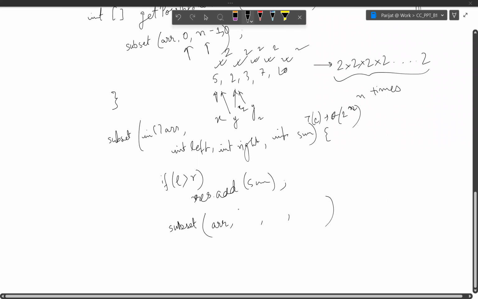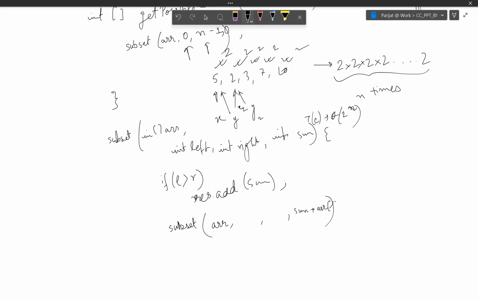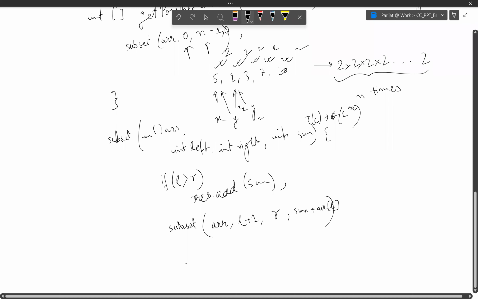So if I include that element, my current sum will be increased, right? Here L increases if I include that element, and then obviously the remaining subsets I have to find out in the bounds. Otherwise, if I don't include the element, we are just keeping the element. In that case, we have R and we have sum itself. Perfect. So these are the two conditions, the two recursive cases we get.